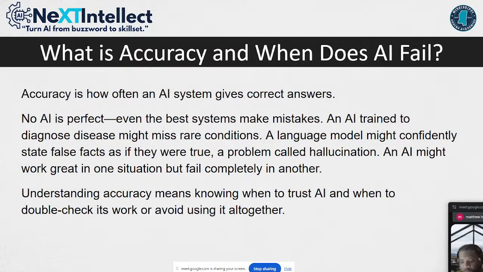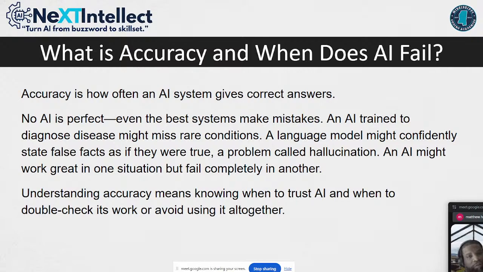And now accuracy, which is the output it gives you. How often are the answers correct, or the output as close to what you were looking for? So no AI is perfect. Even the best systems make mistakes. I've had it make mistakes in all the different ones that I've used, and you give it feedback. Sometimes it'll keep making the same mistake, and you just have to completely restart the conversation from scratch of what you're wanting it to do.